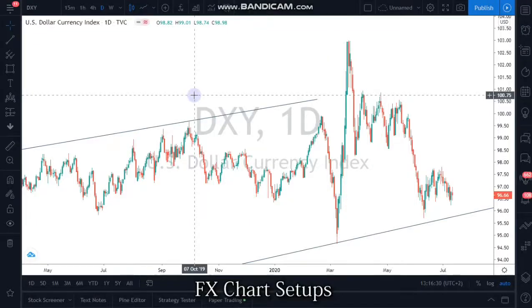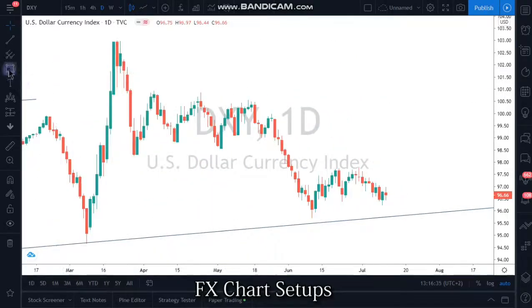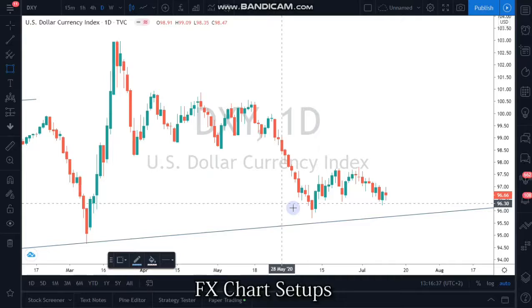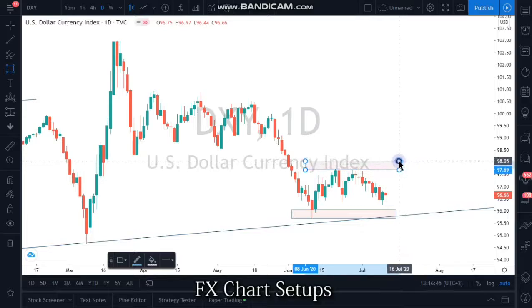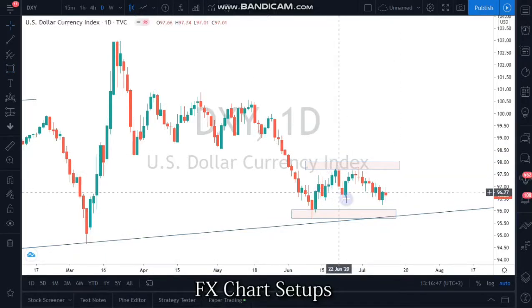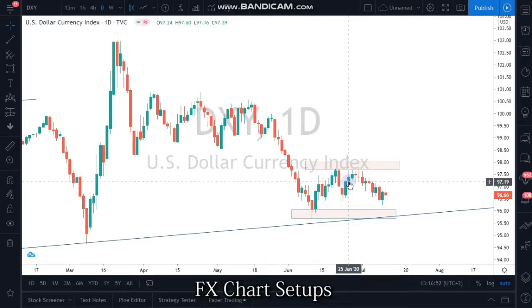So the first market that we're going to get into is the DXY, and we can see from a daily perspective on the DXY that the market created this recent low here, and after that we created this high. And ever since we created these two zones, we've essentially just been stuck within these two zones. So currently the DXY is in a range.